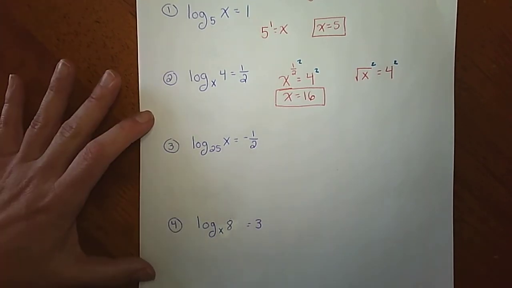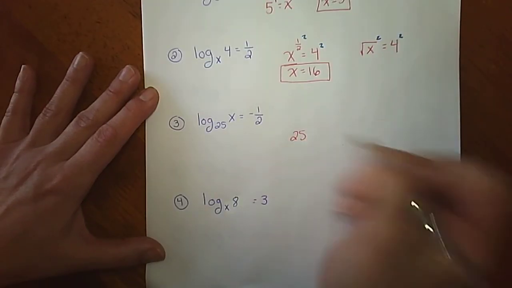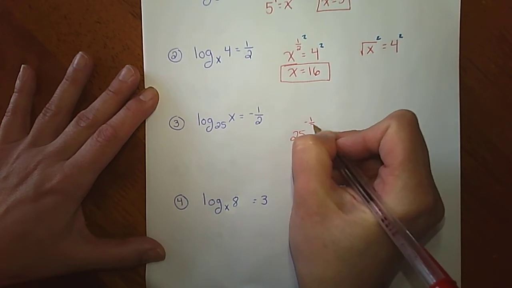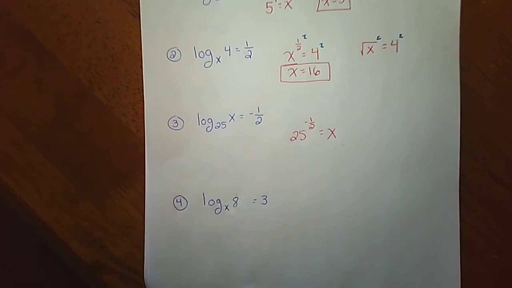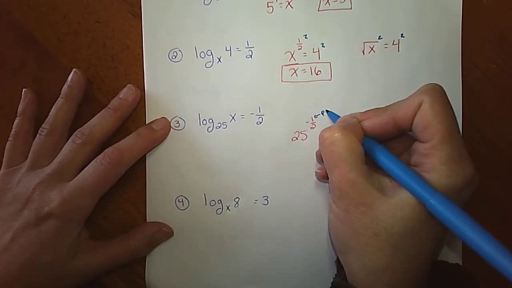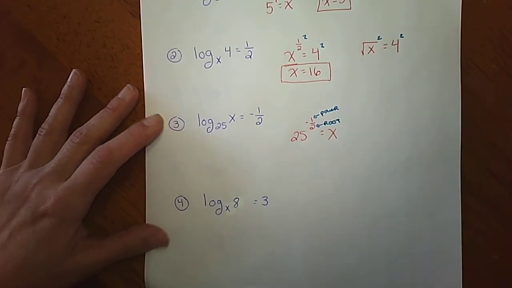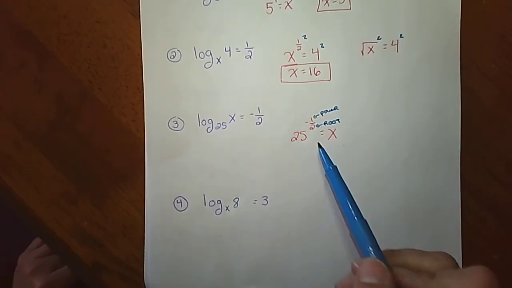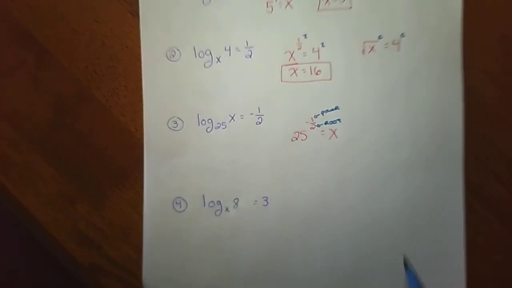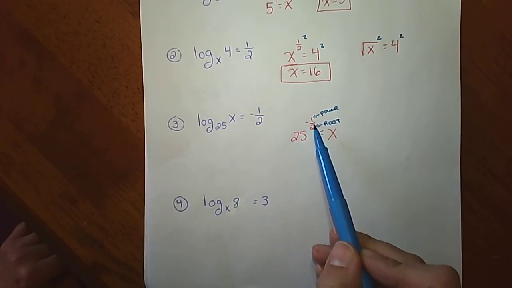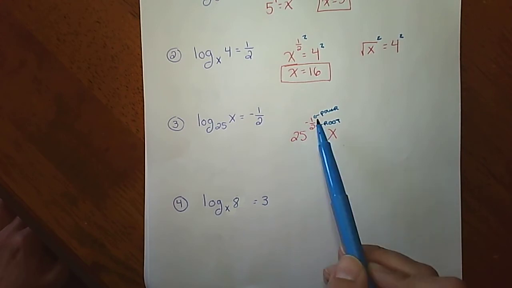All right, number 3. I'm going to rewrite it. 25 is the base, the exponent is -1/2, equals x. All right, this is flower power, right? That's the power. That's the root. So this means what's the square root of 25? Now, you're thinking 5, right? So the 1/2 power, just like over here, meant square root. So the square root of 25 is 5.